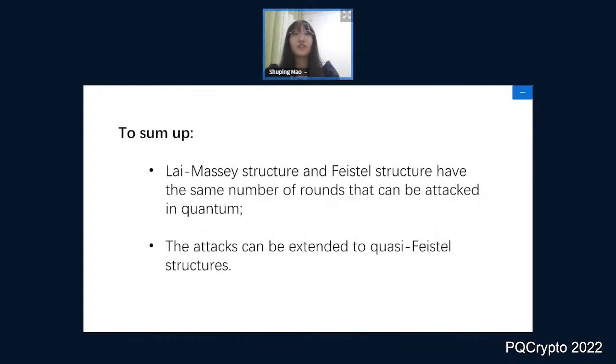To sum up, we show that Lamb structure and Feistel structure have the same number of rounds that can be attacked in quantum, and the attacks can be extended to quasi-Feistel structures.